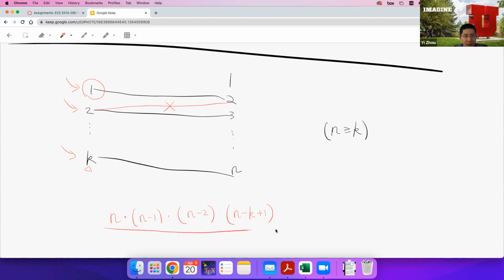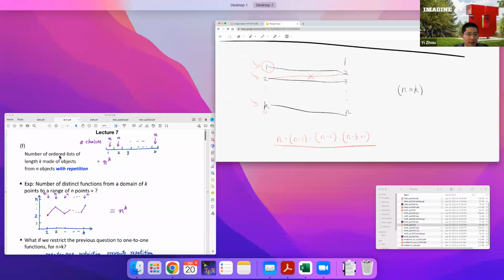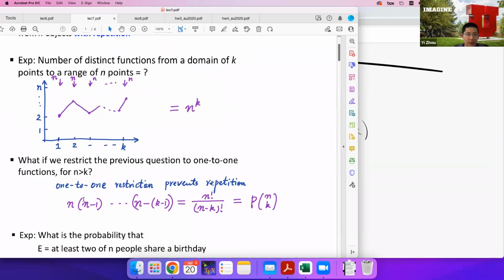So this is the number of one-to-one functions that we can create. And check, right, this is this one. And it's just permutation. This is exactly permutation choosing k from n.